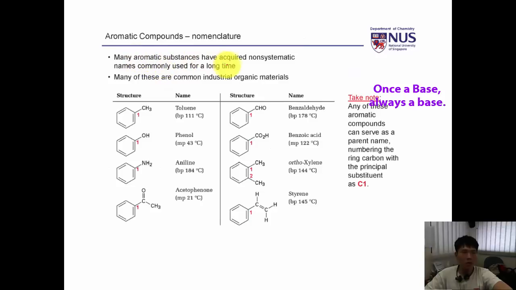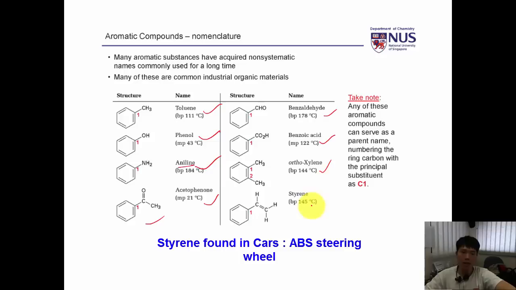Many aromatic compounds have acquired non-systematic names that have been commonly used for a long time. And because they're used pervasively in the industry, we give them some nicknames. So for a single methyl benzene, we call it toluene. OH with a benzene, phenol. Aniline is like a phenylamine. Acetophenone, show the structure. Benzaldehyde, benzoic acid, orthoxylene. Some markers nowadays that they sell contain this as a solvent. Pretty bad, very flammable. And styrene.